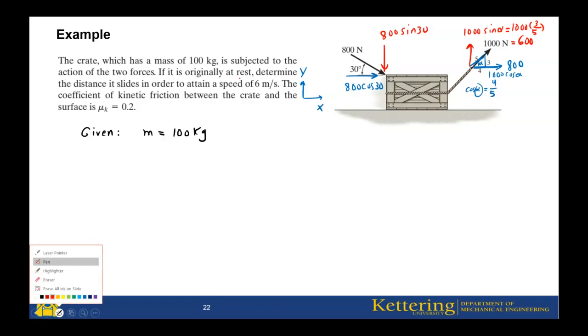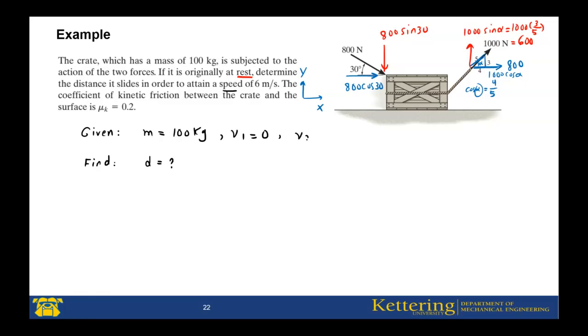Now, starting at rest, initial state 0, we want to find the distance this one moves to attain a speed of 6 meters per second. And the coefficient of friction is 0.2.